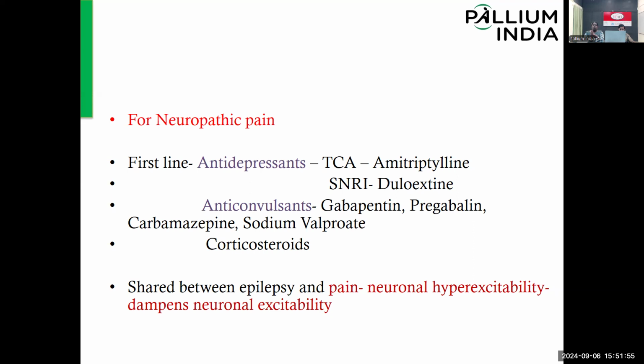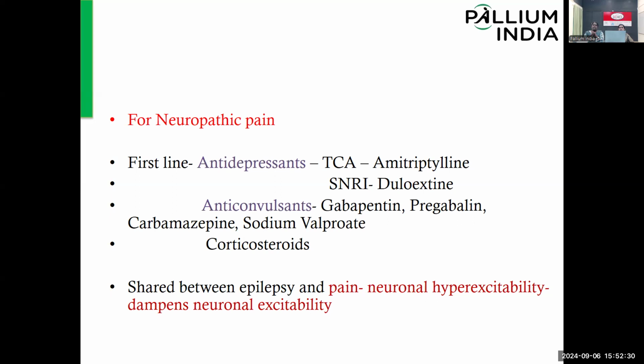For neuropathic pain, the first-line medicine is TCA antidepressants. Amitriptyline is one of the most commonly used medicines. It is mainly for burning pain. If the patient complains, doctor, I have a burning type of pain, in Malayalam they say it as Mola Karacha Vedana, so in English, a burning type of pain, then we start amitriptyline.